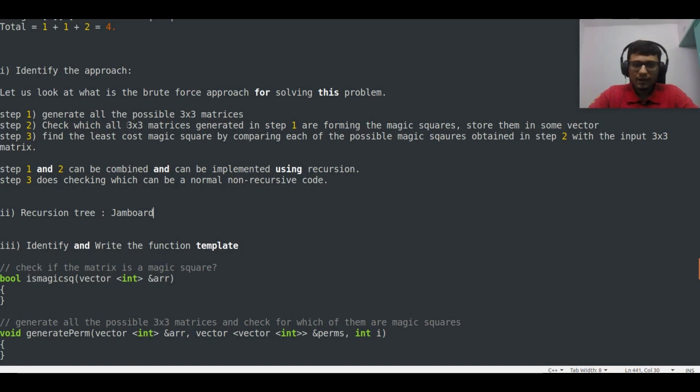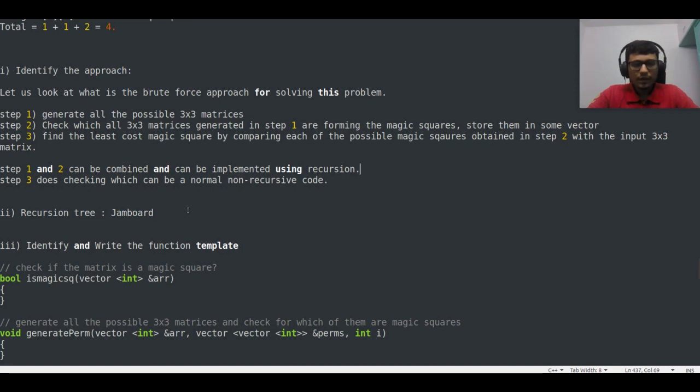And for step 2, which is to check whether the 3 cross 3 matrices generated in step 1 form a magic square or not, we can write a base case in such a way that we'll add that permutation in some vector only if it is forming a magic square, and we'll see how to do that. So basically step 1 and step 2 can be combined and implemented using recursion, and the code for that recursion will look very similar to the code for generating the permutations for the given set of numbers.